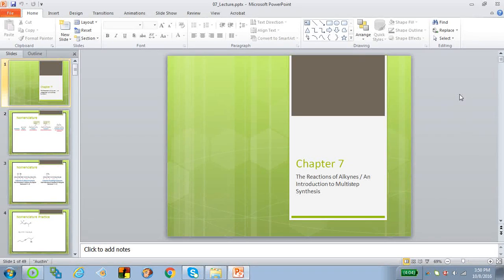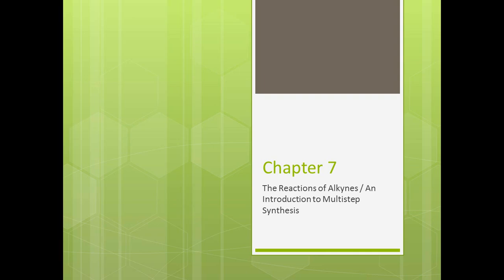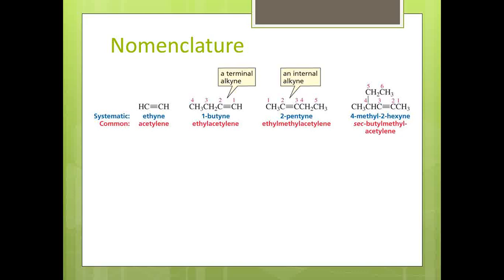Okay, what we're going to see today is all of Chapter 7. Alright, so Chapter 7 we're looking at reactions of alkynes. Alkynes, if you remember, are triple bonds. Alright, first thing we're looking at is nomenclature.